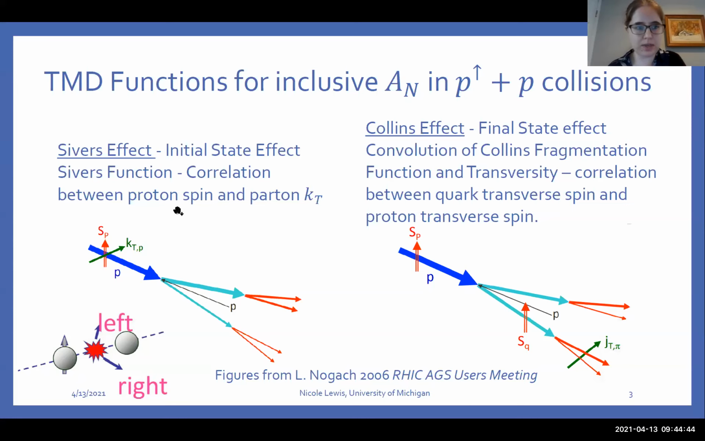And as we already heard, these effects can be broken down into the Sivers effect, where there's an initial state transverse momentum dependent function in the transversely polarized proton, and also the Collins effect, where the transversity function is convolved with the transverse momentum dependent Collins function for the final state. And as we previously saw, the Collins effect has been measured to be much smaller than the Sivers effect.